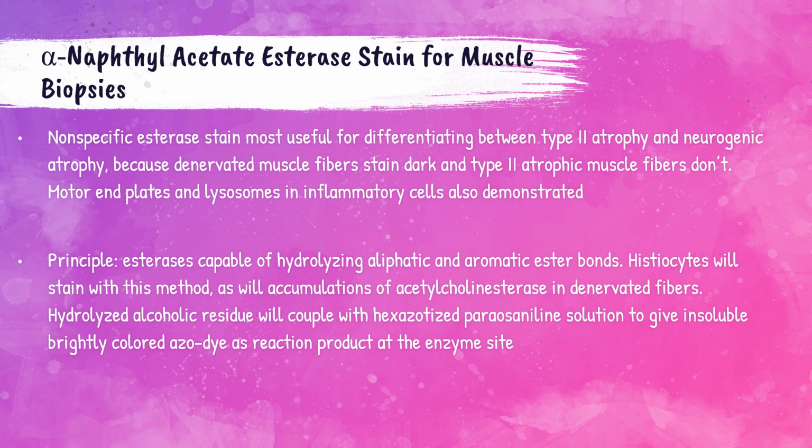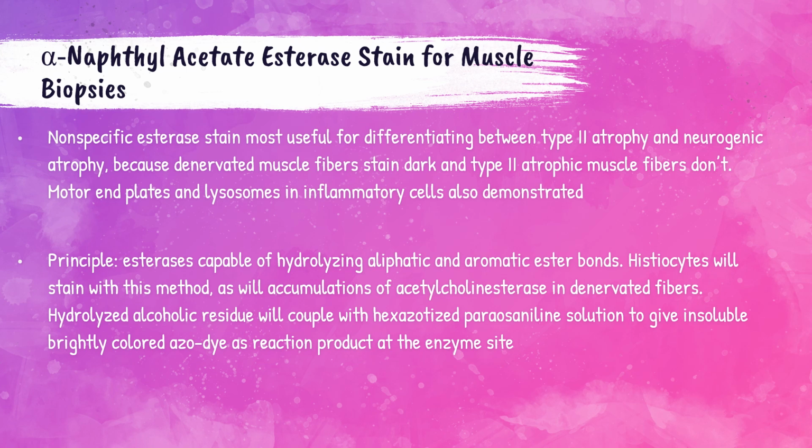All right, so now we've gotten to the fun part here. The stains that we use in histology, specifically for enzyme histochemistry. The alpha-naphthyl acetate esterase stain is a non-specific esterase stain that is useful for differentiating between type 2 atrophy and neurogenic atrophy. This is because denervated muscle fibers stain dark, and type 2 atrophy muscle fibers do not. Denervated muscle fibers occur in neurogenic atrophy. Motor end plates and lysosomes in inflammatory cells are also demonstrated with this stain.